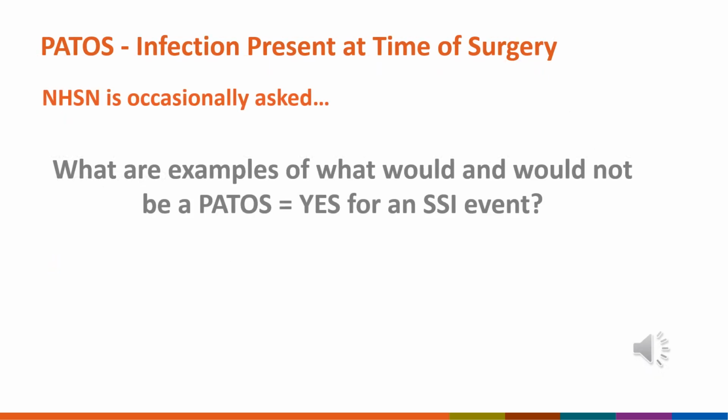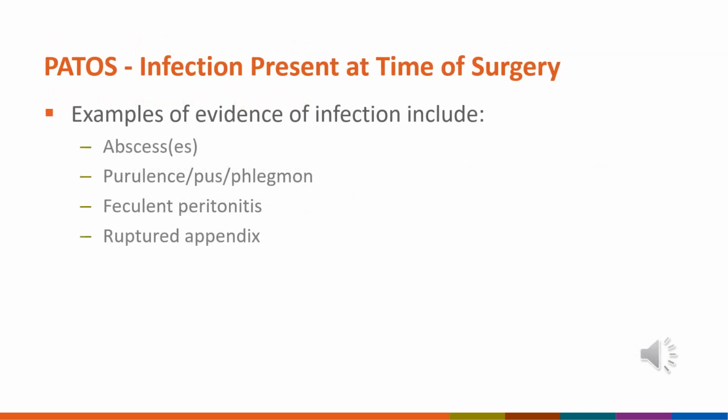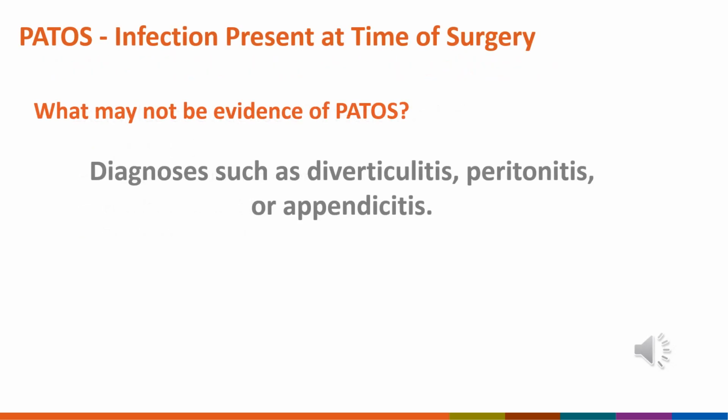Occasionally, NHSN is asked to give examples of what would and would not be a PATOS equals yes for an SSI event. First, what are some examples that indicate evidence of infection when applying the PATOS definition? Examples include abscess, purulence, pus, phlegmon, or feculent peritonitis, documented in the operative report. An appendix that has ruptured will meet PATOS equals yes if the patient has a subsequent intra-abdominal organ space SSI. There are some exceptions to PATOS.